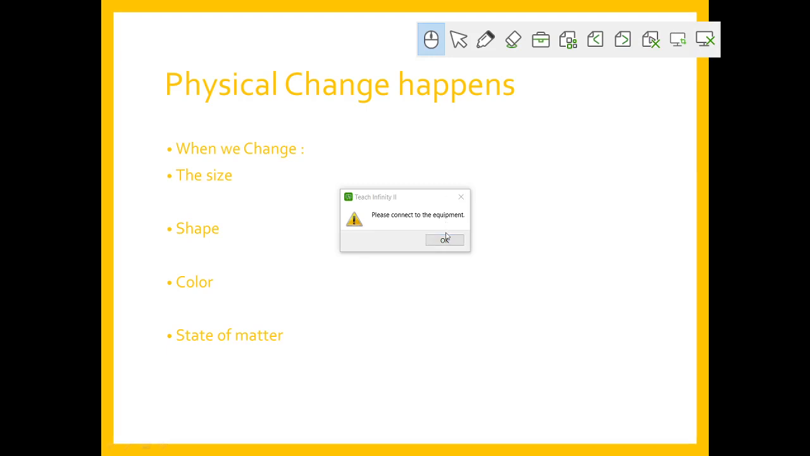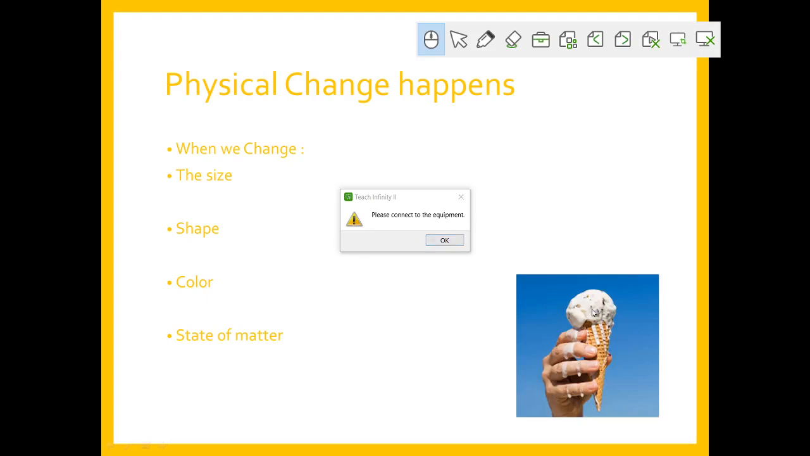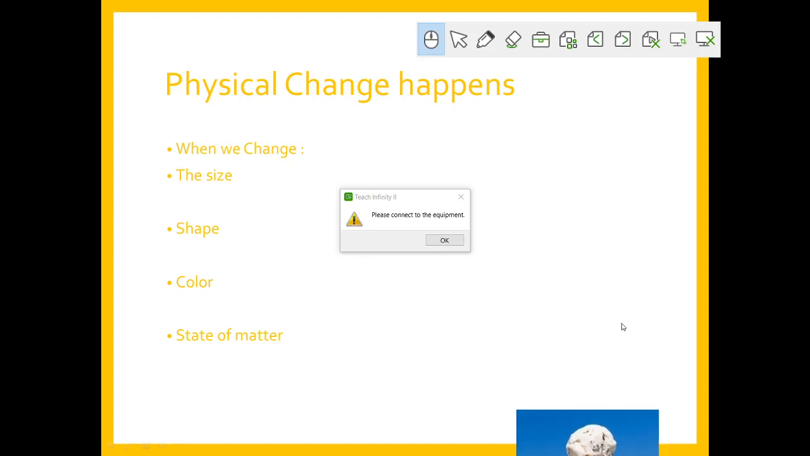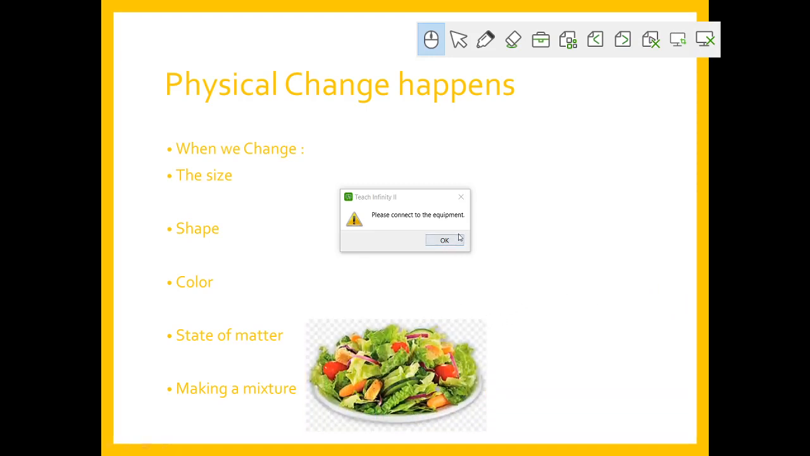Matter, when we change the state of matter from solid to liquid, from liquid to gas, here from solid to liquid, melting, putting the ice cream. Making a mixture. Look, we made a mixture. The salad is a mixture. Look, we have many ingredients.